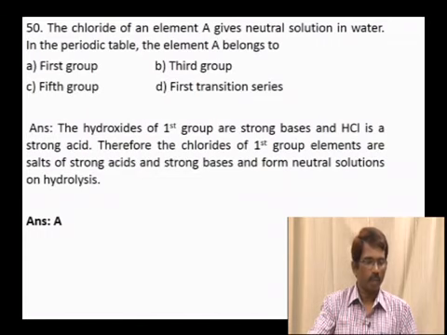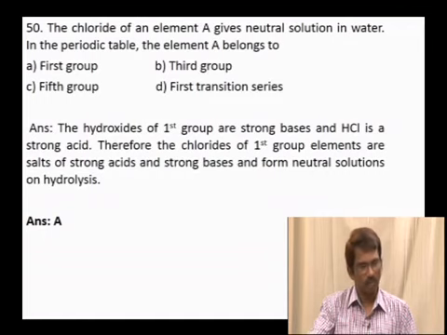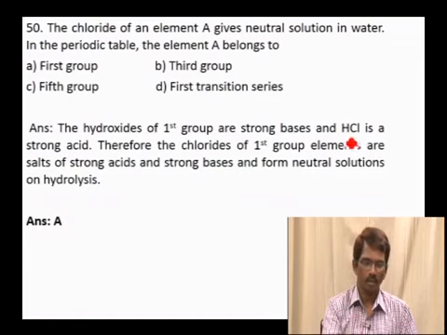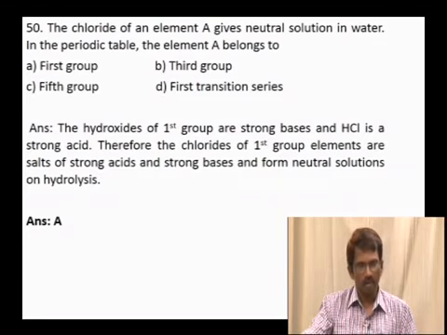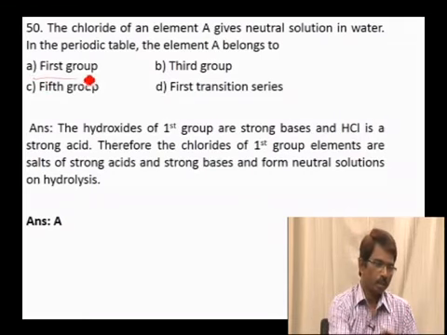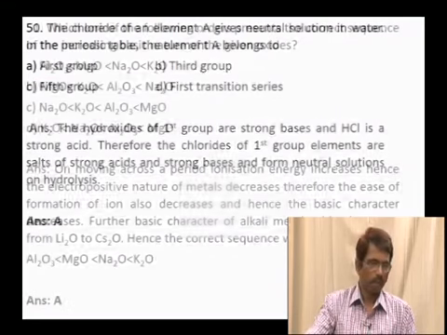the chloride of alkali metal definitely in solution undergoes hydrolysis, producing a strong base, that is alkali metal hydroxide, and HCl, which is a strong acid. Since you get a strong acid and strong base in solution, definitely it will be neutral, and therefore the chlorides of first group elements are the salts of strong acids and strong bases and produce neutral solutions on hydrolysis, and obviously the correct answer is option A.